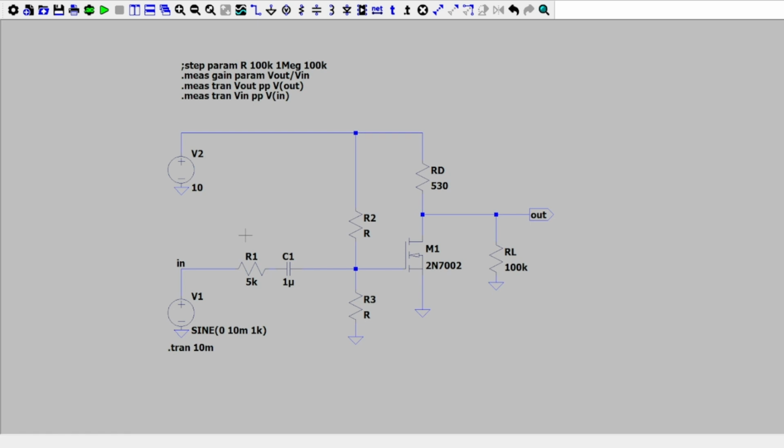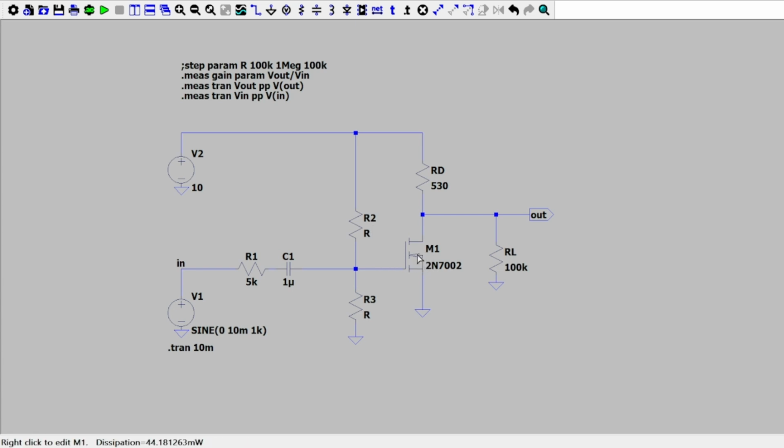Alright, taking a look at our model once again, you can see I filled in some of these values. So our RD is 530 ohms, which is our previously calculated value. I also put in a resistance here, a capacitance here, and our sinusoidal source, as well as our load resistance. So the only thing we need to solve for now is our voltage gate to source here, and that is our voltage divider. So what do we want our VGS to be?